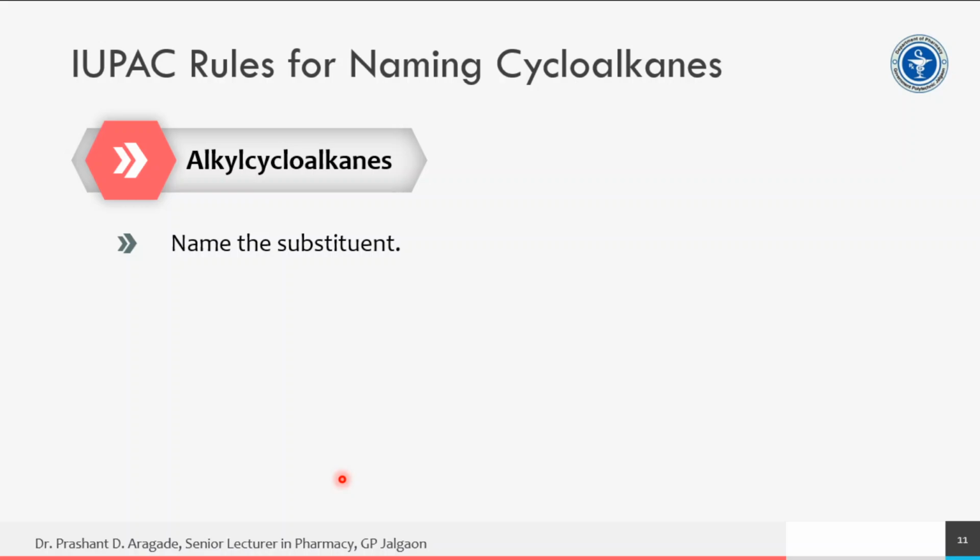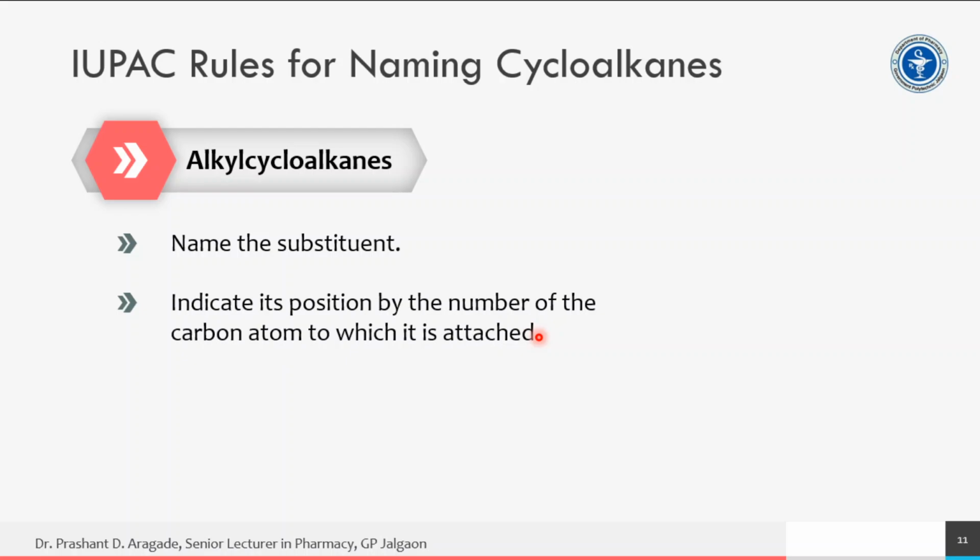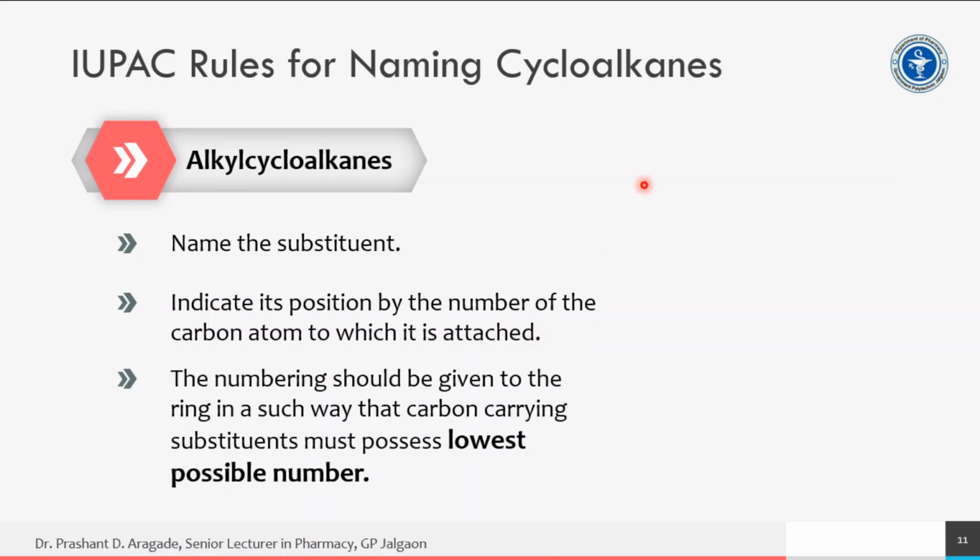Most of the rules which we have discussed in the IUPAC rules for naming the alkanes are useful for naming the cycloalkanes. Generally, the names of cycloalkanes are given as alkyl cycloalkanes. So first, you have to identify the substituents and give the name of those substituents. You have to always indicate the position number of the carbon atom to which the substituent is attached. While numbering the cycloalkanes, you have to start the numbering from a carbon atom on which a substituent is present.